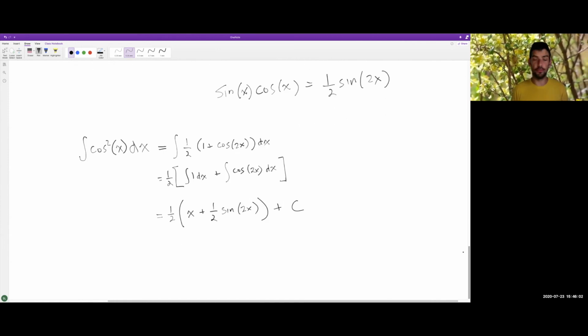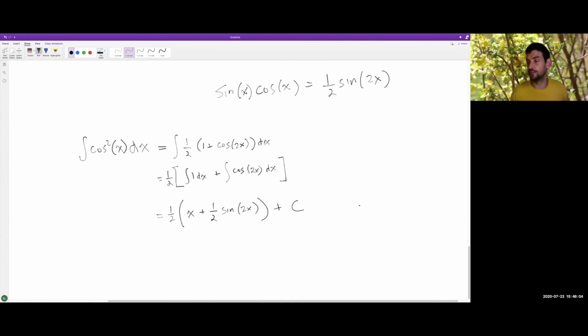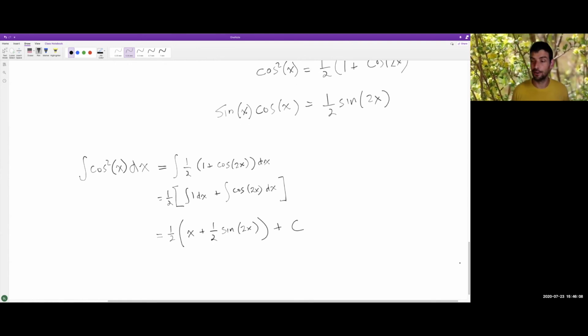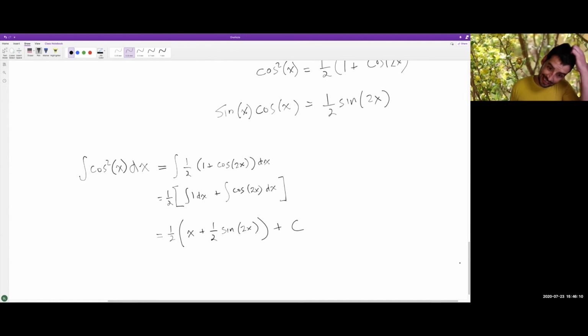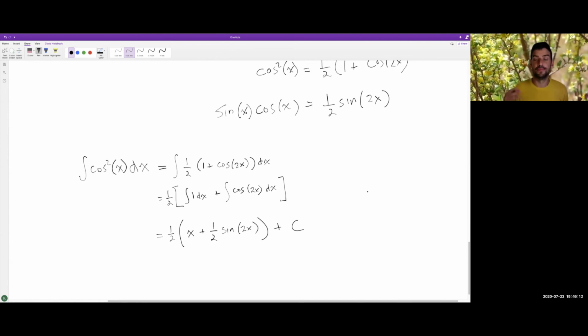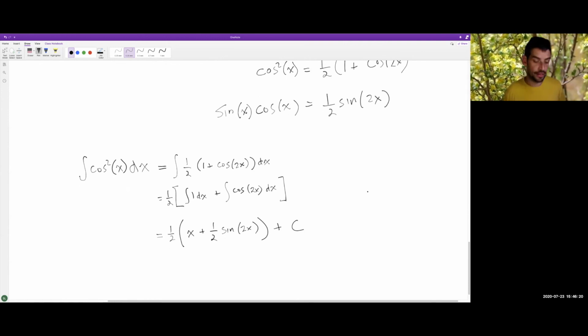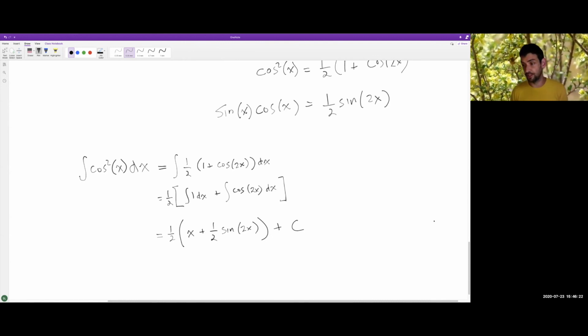I'm just doing one simple example for now to show you these other identities. But with these identities in hand, this gives us a whole new class of integrals that we can now handle that were not there for us previously.